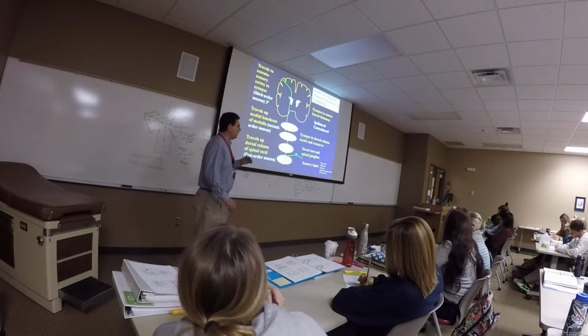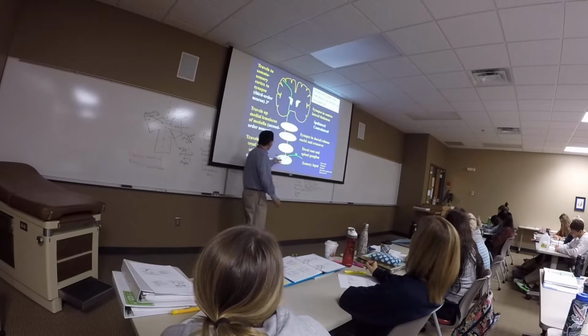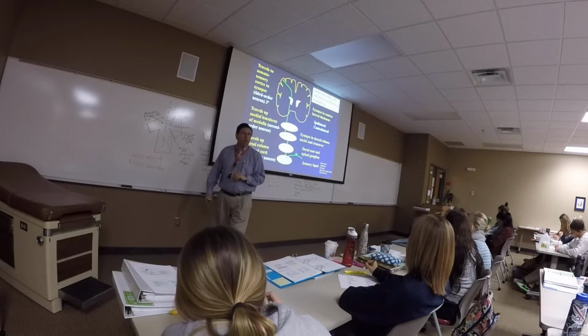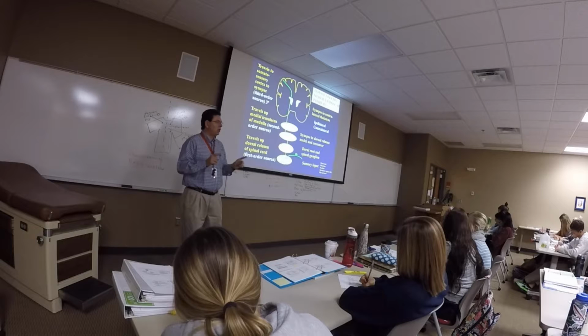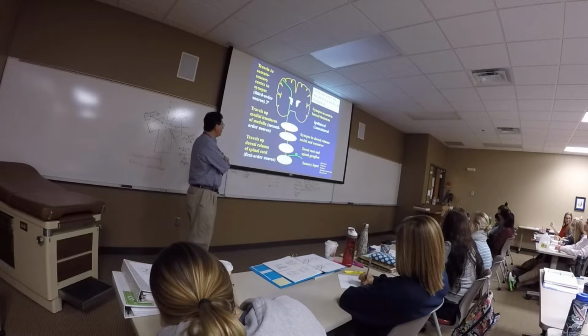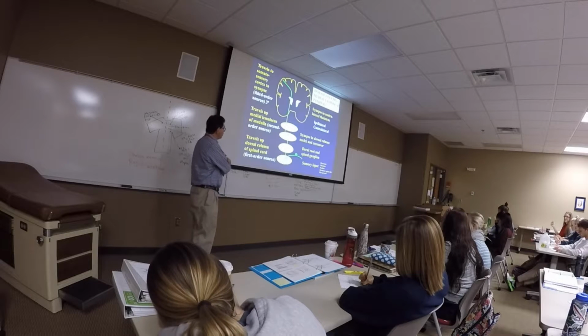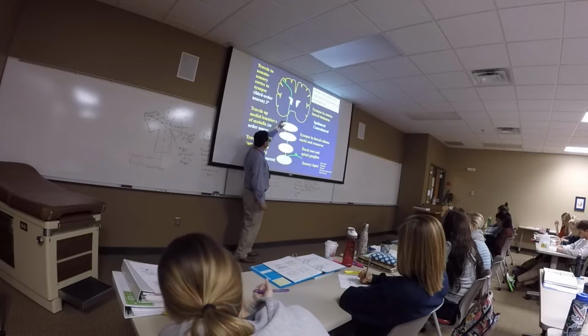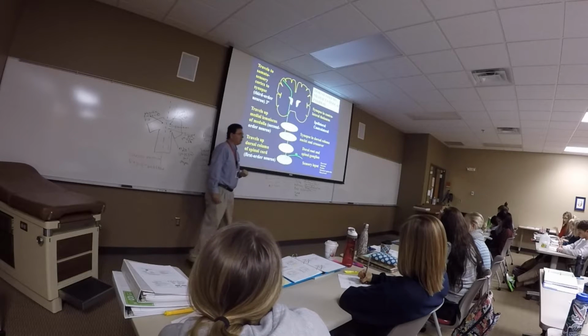Now, do you notice that this first order neuron is part in the peripheral nervous system, part in the central nervous system? So you always contrast and compare with the next one. You see the first synapse is in the medulla, and the second synapse is in the contralateral thalamus.